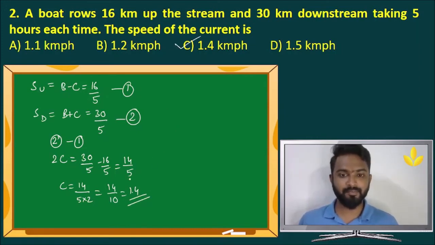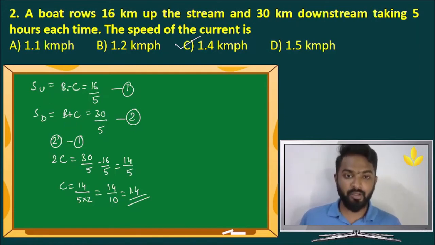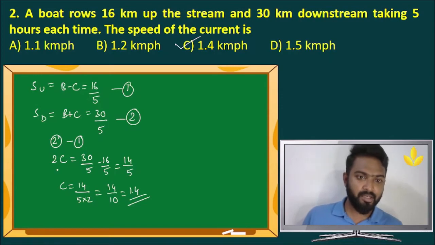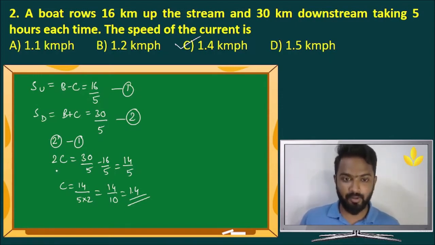Answer is C. That's it. Some people, what they will do is they'll add both the equations, then c and c will get cancelled, they'll get the value of b, and then they will substitute that into one of these equations and then find the value of c. That also is a perfectly correct method, but it's just more time consuming with an extra step. Here you don't need to care about b at all. You can directly find the value of c. Let's move on.